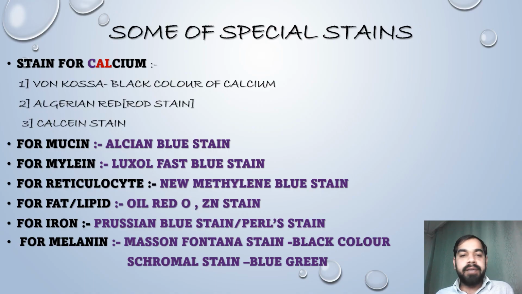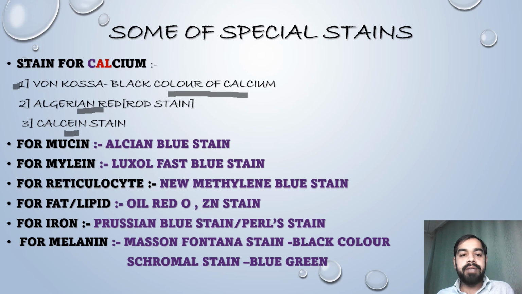Now friends, here we have some of the special stains for calcium. You can use von Kossa stain, black color of calcium. So what is the color for calcium? Black color. Which stain? Von Kossa. Alizarin red stain, and calcein stain. So for calcium there are three stains: von Kossa, Alizarin red stain, and calcein stain.